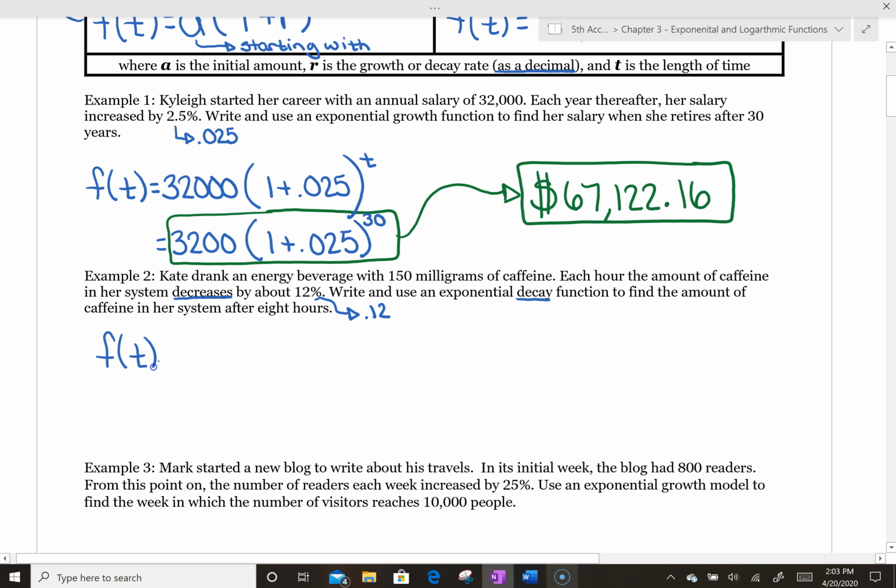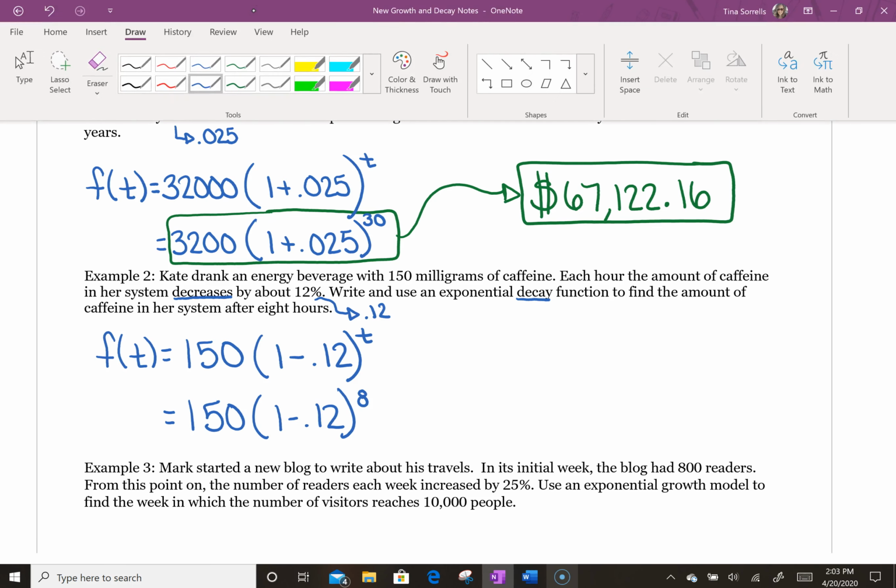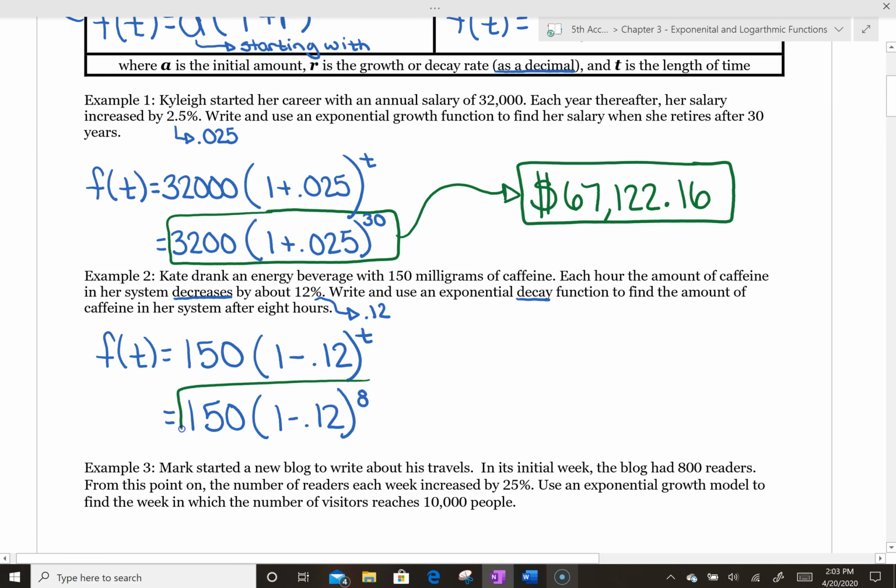So we're going to have f of t. She started with 150 milligrams of caffeine in that beverage. 1 minus 0.12 to the t power. So now we want to actually plug in our time of 8 for 8 hours. So we can type this in to the calculator, and we would get approximately 53.95 milligrams.